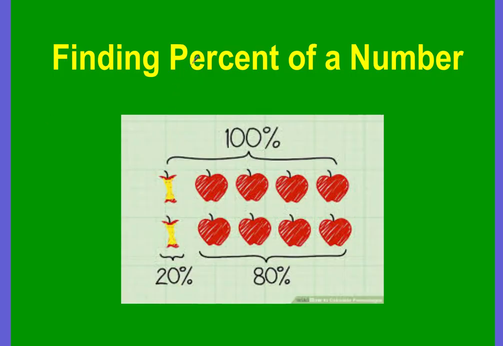Okay, we're going to talk this time about finding percent of a number. And percent of a number means if I know that I have 350 items and I want to find 20% of this amount, how much would 20% be? That's finding percent of a number.